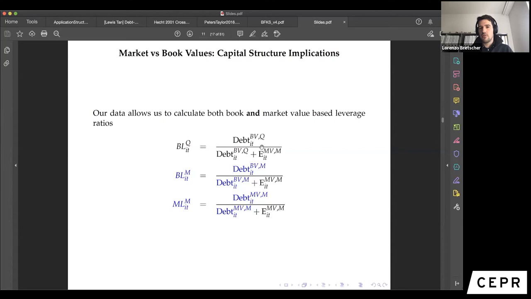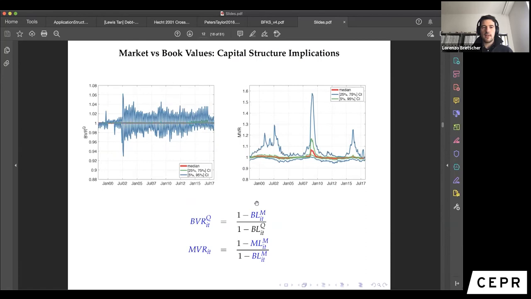And then from the second equation to the third equation, we swap the book values of debt with the market values of debt. Now, if you compare the first item and the item on the second line, you can say something about the importance of sampling frequency. And if you compare 2 and 3, you can say something about the importance of the market value versus the book values. And here are the pictures.